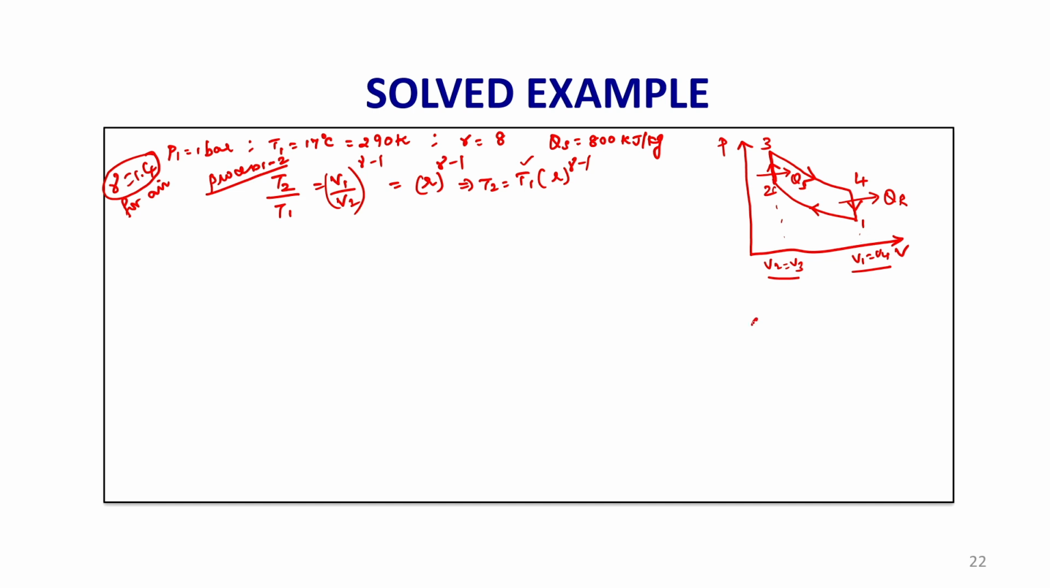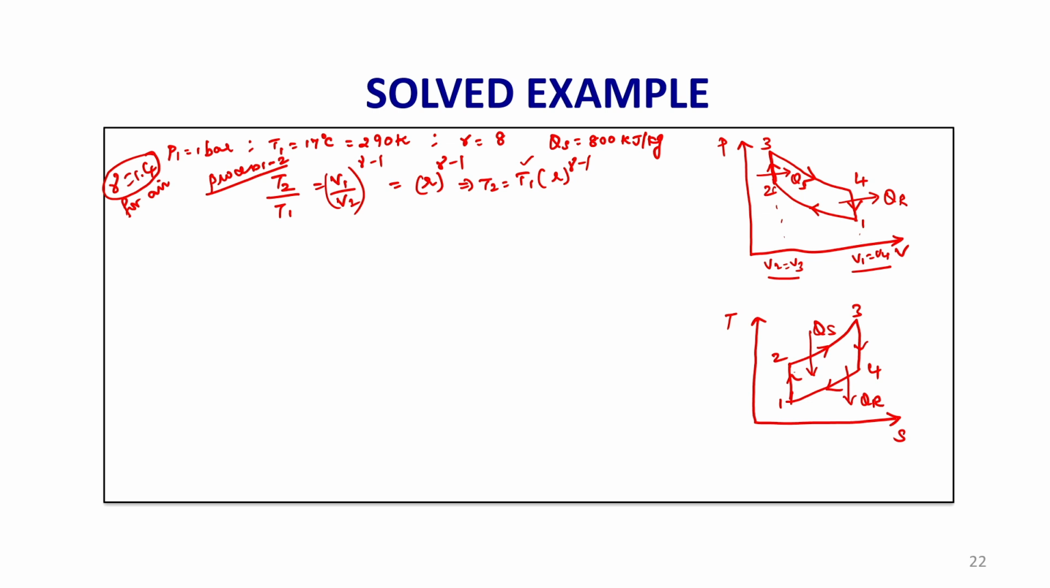So, let me draw the TS diagram also here. 1 to 2, 2 to 3, 3 to 4 and 4 to 1. So, 2 to 3 is heat addition, this is temperature, this is entropy, and 4 to 1 is heat rejection.